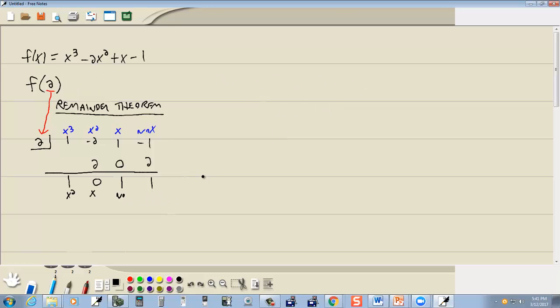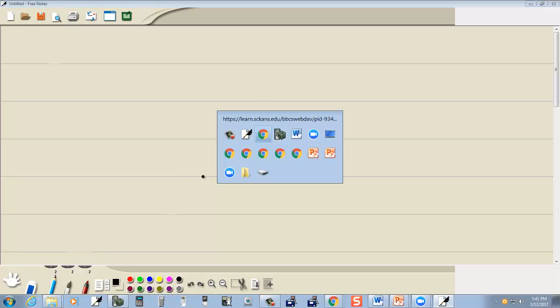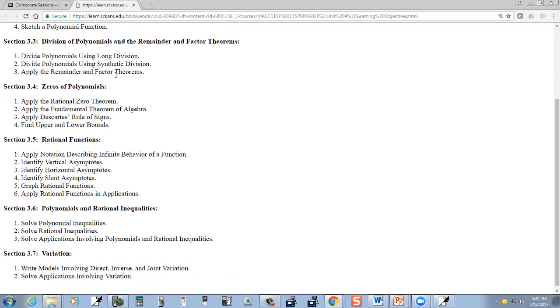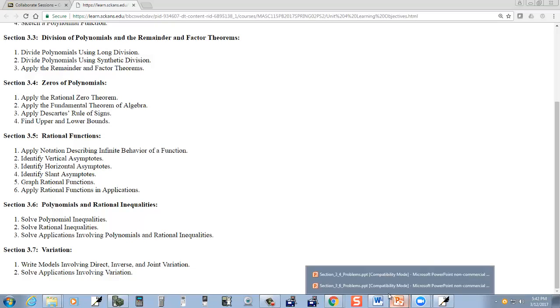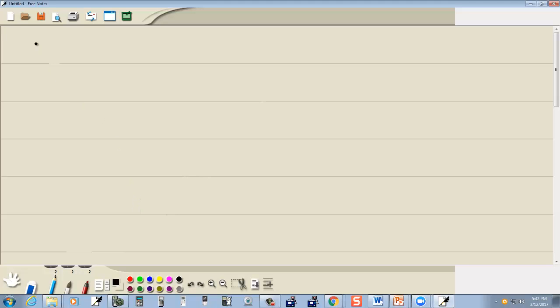Now the factor theorem. Actually, I may cover the factor theorem in the next section. So I'm going to ignore the factor theorem here briefly, and let's talk about zeros of polynomial functions. I'm going to first show this by hand, for those of you who don't have a graphing calculator.